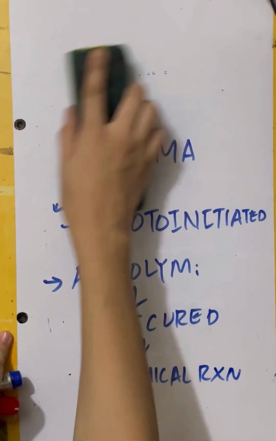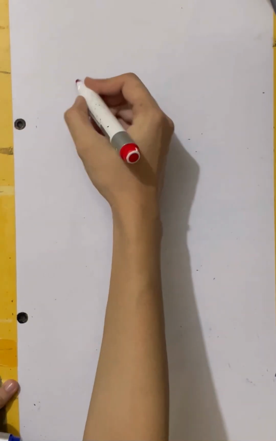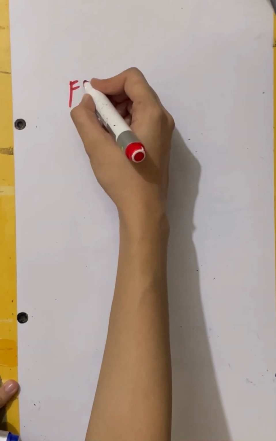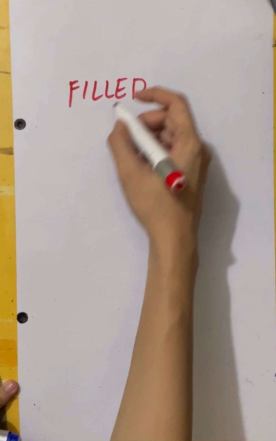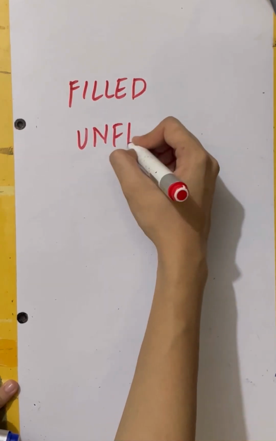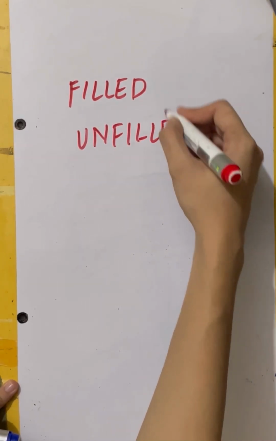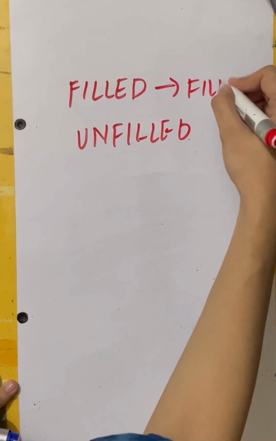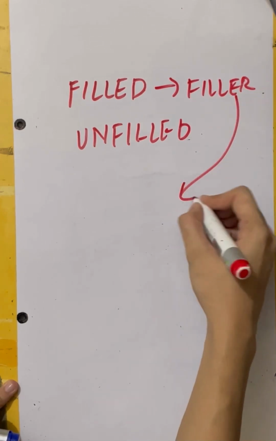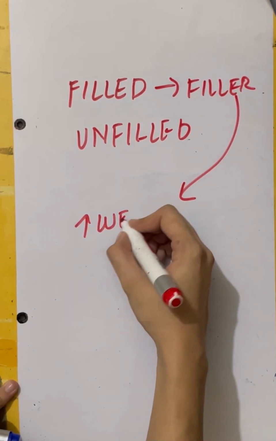They can also be filled or unfilled. Filled means they will have filler. And what does filler do? Filler increases their wear resistance.